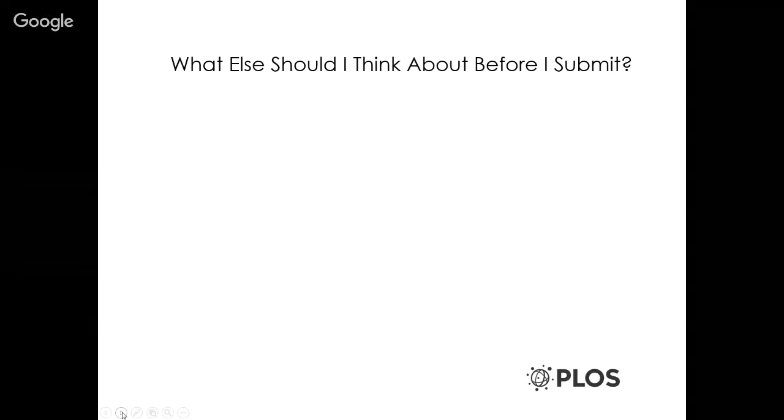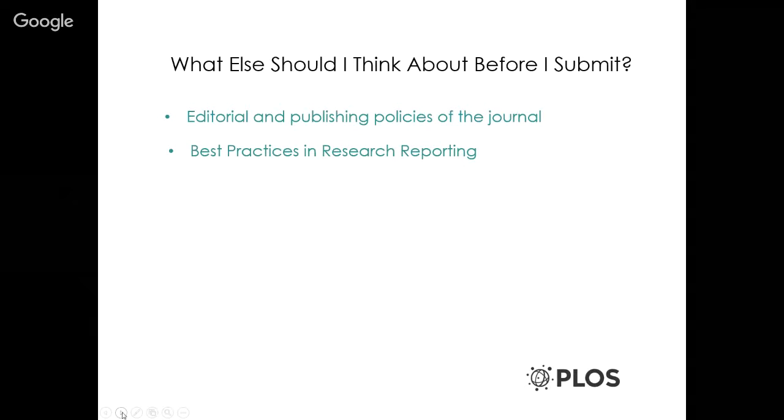What else should you be thinking about before you submit to a journal? So again, it's important to look at each particular journal's editorial and publishing policies to adhere to the best practice in research reporting, and each field does adhere to different types of guidelines, so you should check this for your particular research. You should consider whether your work includes animal or human subject research, because each one of these will require different types of ethical approval by different ethical committees.